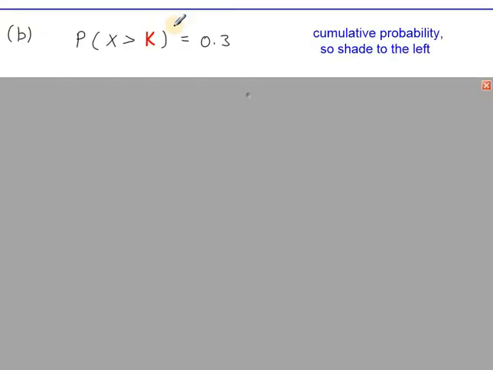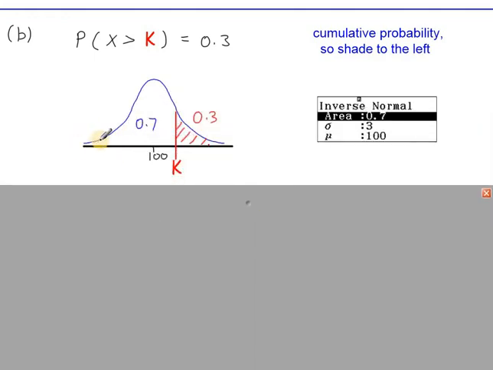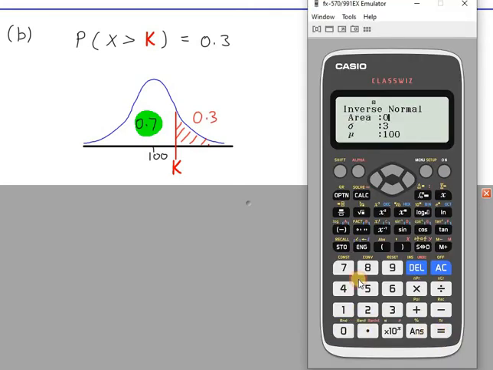Part B, so this time we're shading to the right about 30% of the distribution, but we know we're looking for cumulative probability. The cumulative probability to the left of this line is 0.7. We work with 0.7 and not with 0.3. So you'll see that I've put 0.7 into the calculator here. So 0.7, all the other values are the same. So this is the value of k.